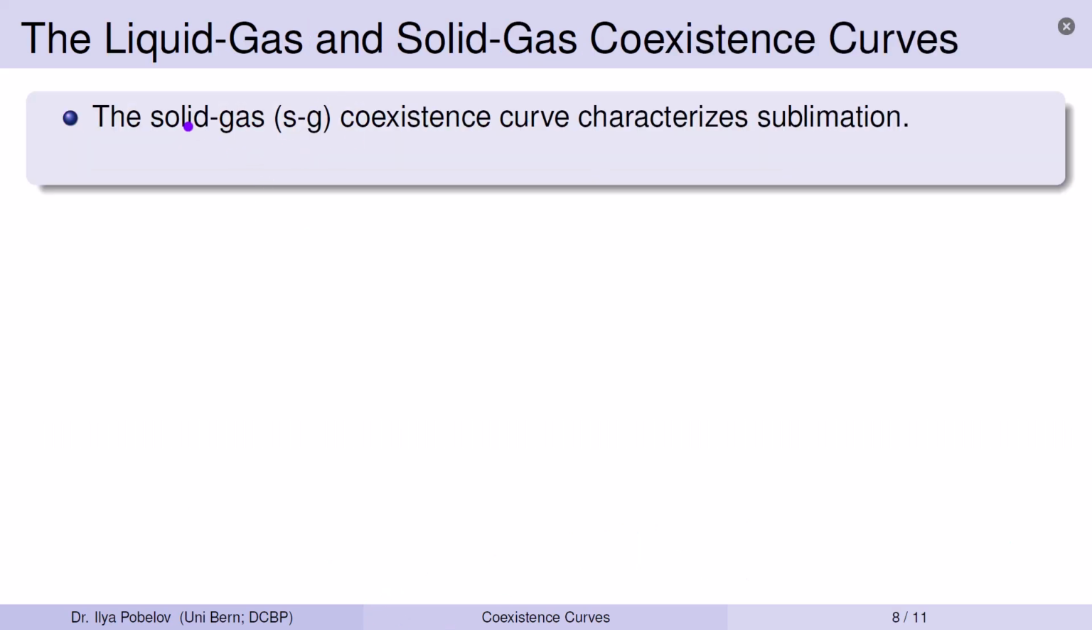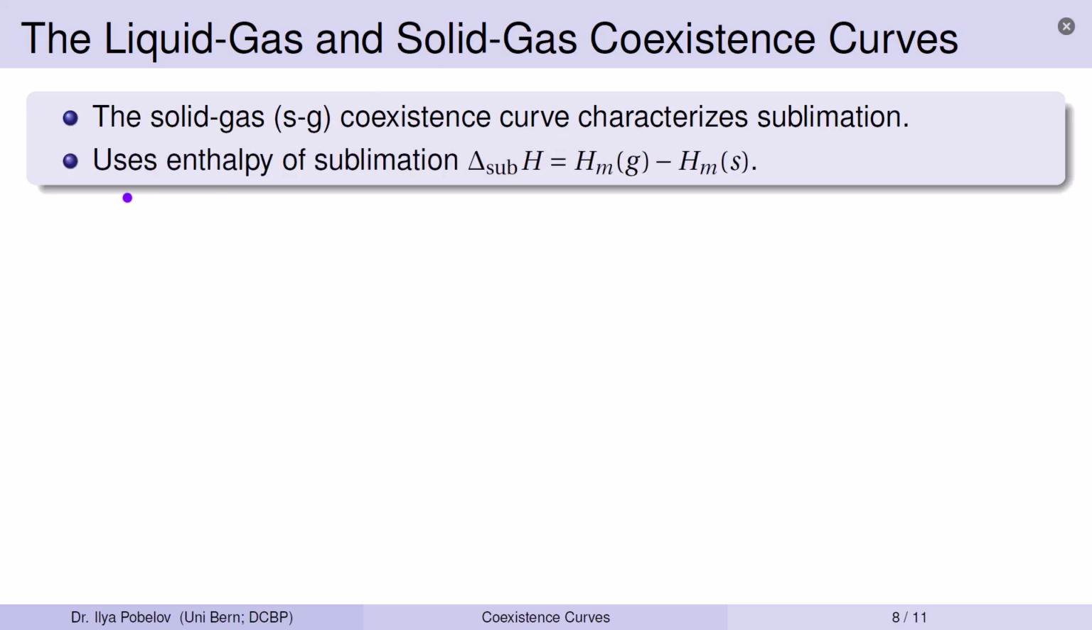The solid-gas coexistence curve characterizes the process of sublimation, where a substance goes directly from a solid to a gas. The mathematical derivation of the solid-gas coexistence curve closely mirrors that of the liquid-gas curve. The only difference is that instead of using the enthalpy of vaporization, we incorporate the enthalpy of sublimation. It is the difference in molar enthalpy between the gaseous and solid phases.